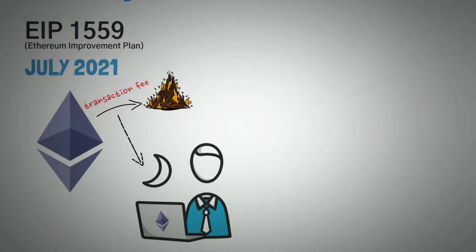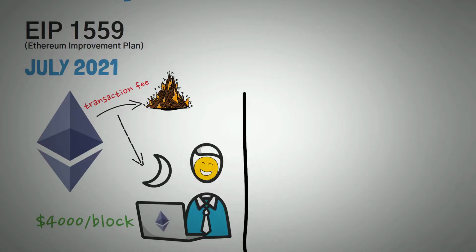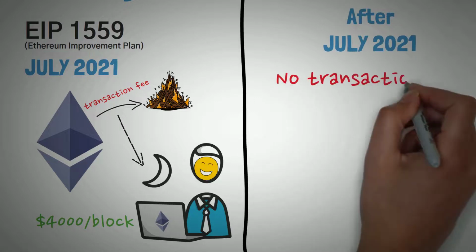Right now, while we are posting this video, the miners still get that fee, and it can equal up to an extra $4,000 per block. This makes mining very profitable. In fact, Ethereum is the most profitable coin to mine right now. However, after July 2021, these fees will be burned and gone forever.